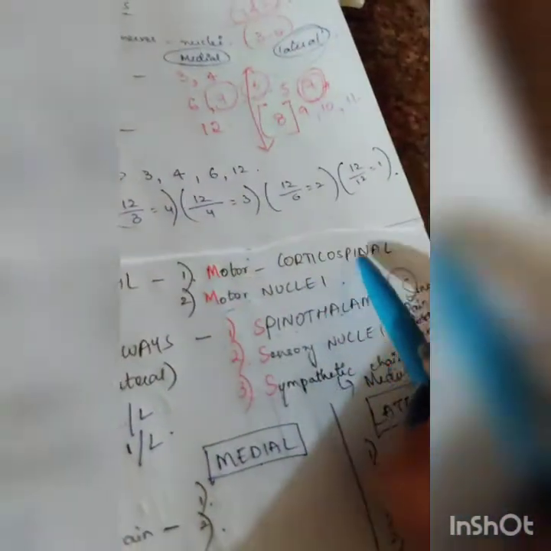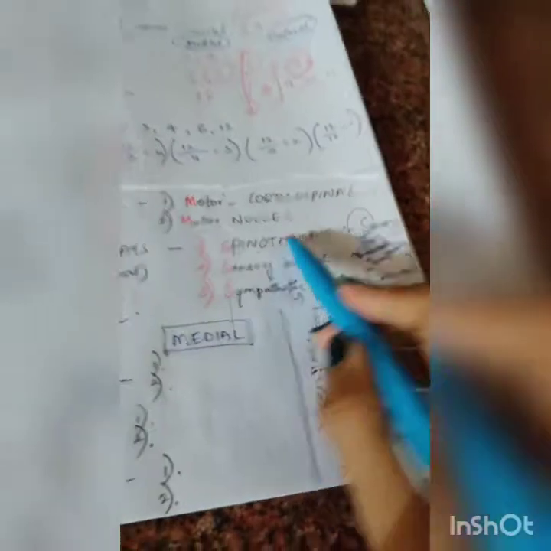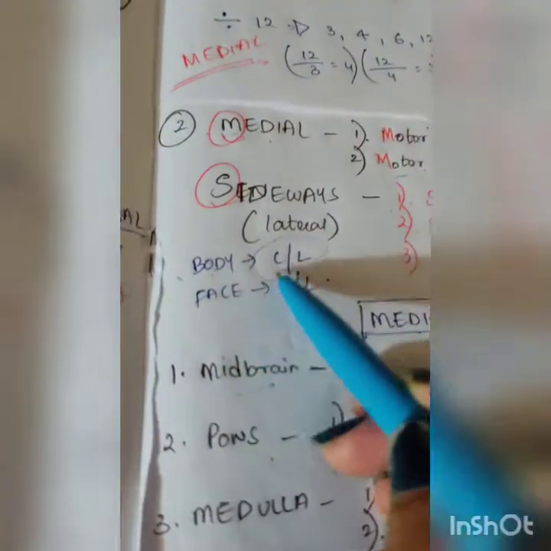You don't have to look at these three S's at all. Whenever there is a lesion on the medial side, only the two M's are going to be affected. So the first one is motor, corticospinal. Another point: whenever the body is affected, like if the corticospinal tract or the spinothalamic tract is affected, which gives sensations to the whole body, not the face, the effect is going to be contralateral.